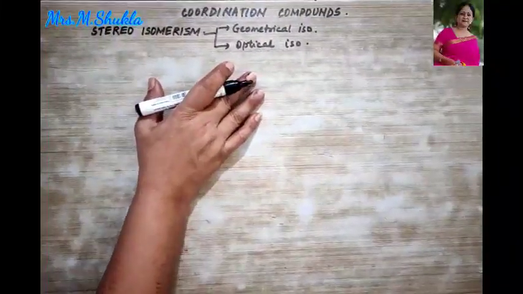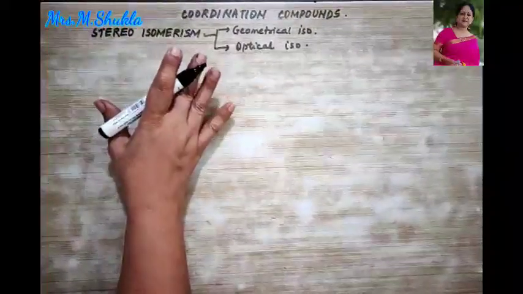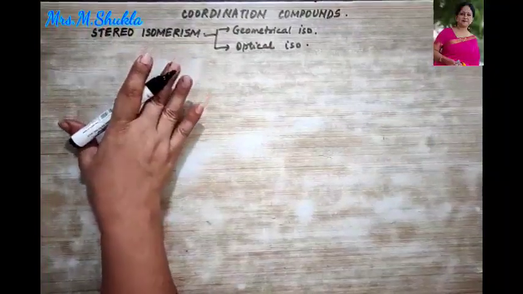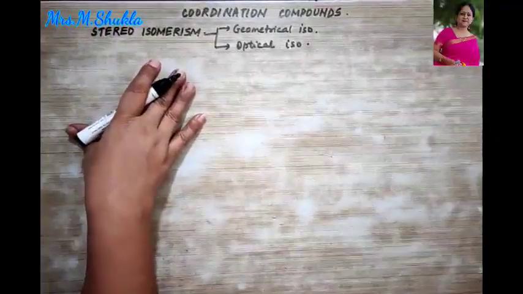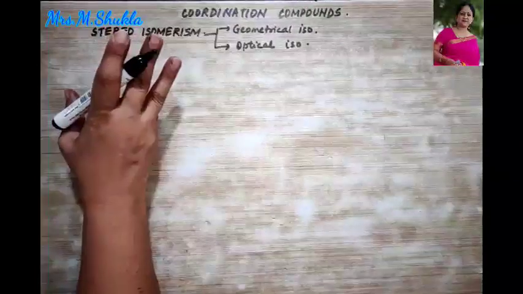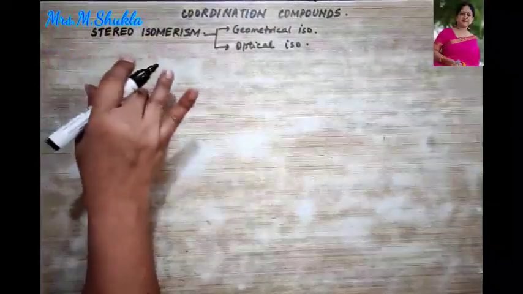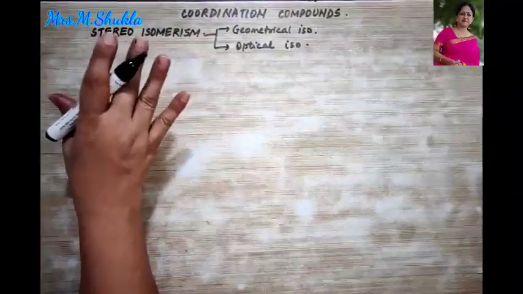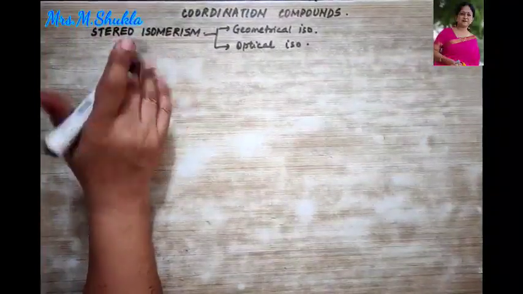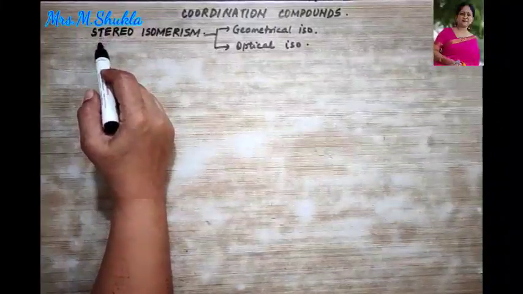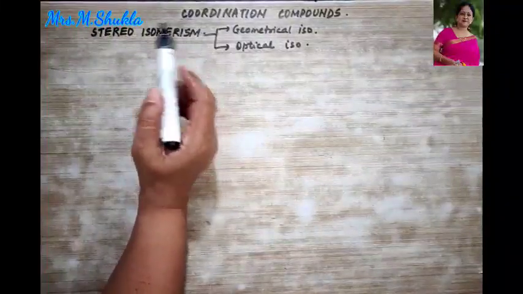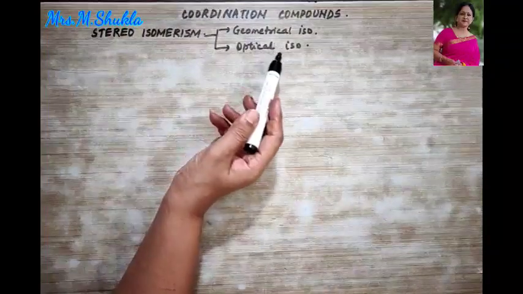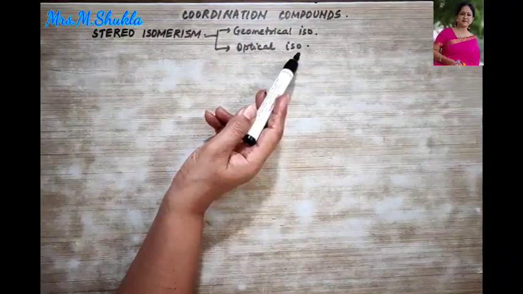So we had already begun with isomerism, and yesterday we had done structural isomerism. How many structural isomerisms did we do yesterday? We had done ionization, hydrate, coordination, linkage and coordination position isomerism. Then today we were scheduled to do stereoisomerism, and stereoisomerism is of two types. What are they? Geometrical isomerism and optical isomerism.